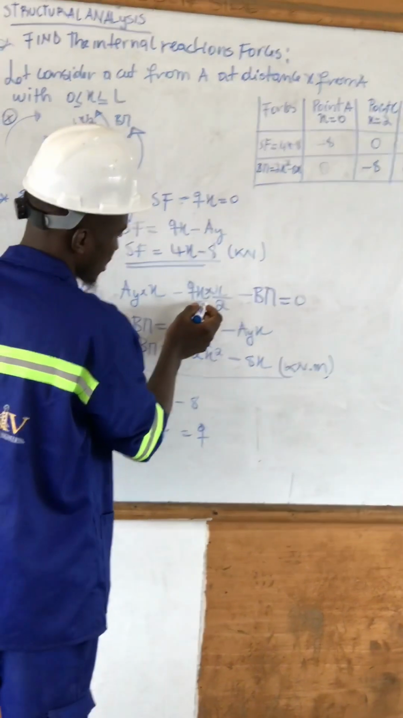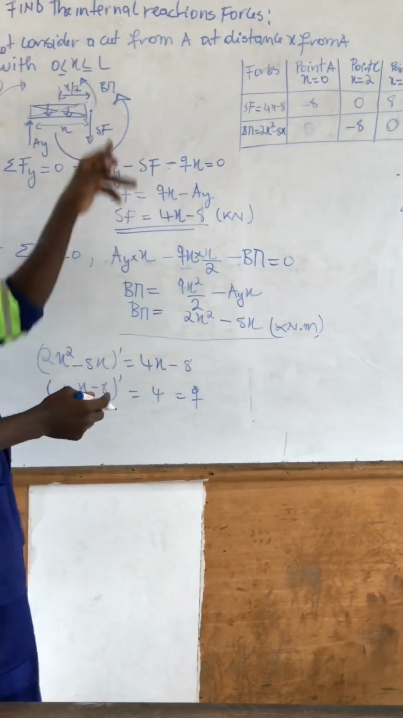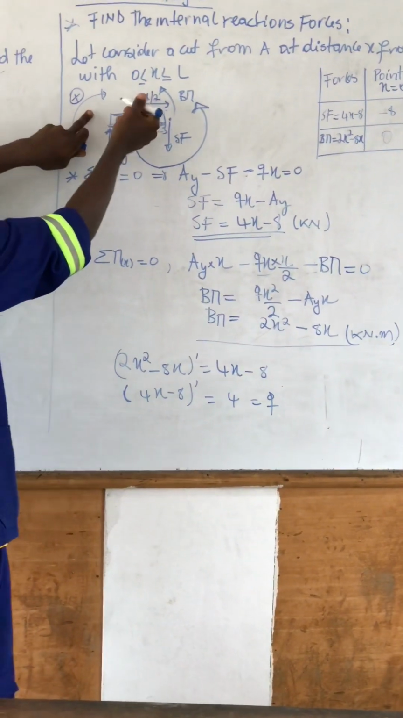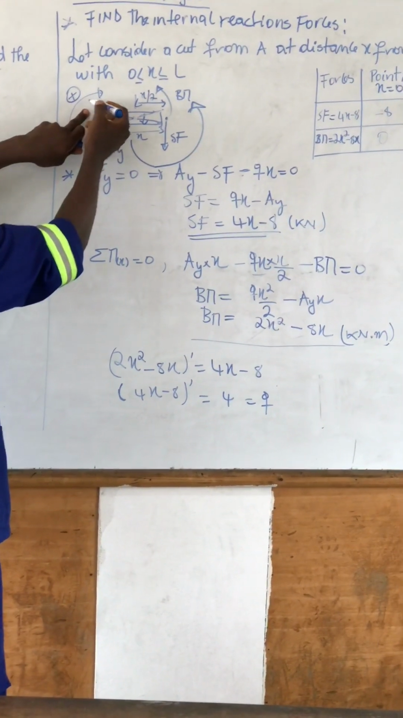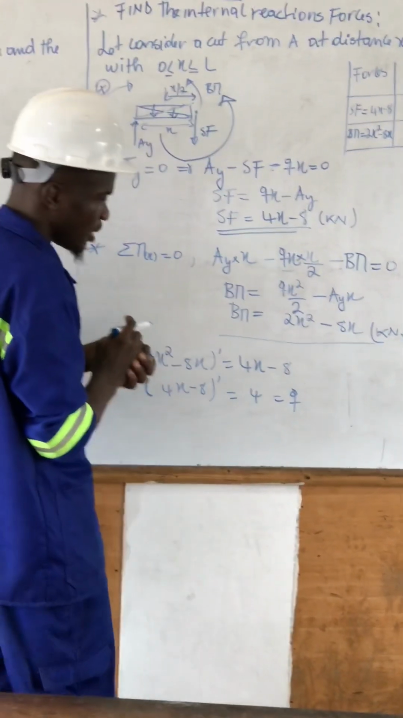It will give us this expression, negative q x times x over 2. And now we have the bending moment. The bending moment is opposite to the positive direction of rotation, so the bending moment will be negative. That's where we found that expression.